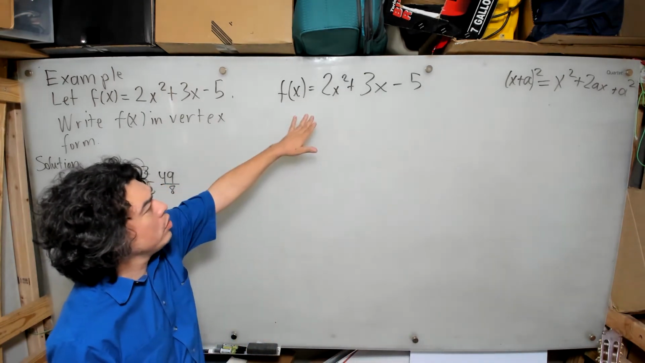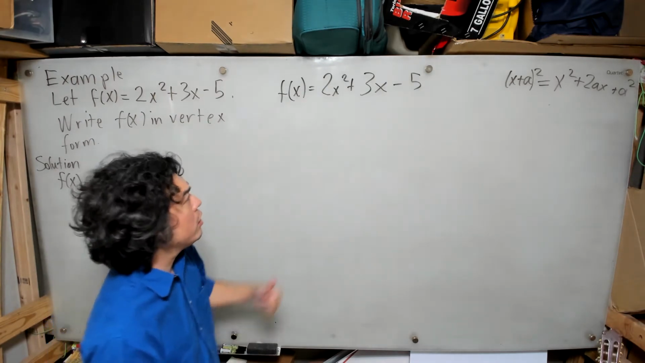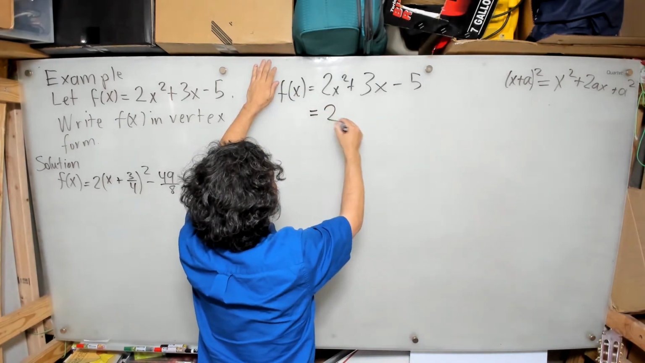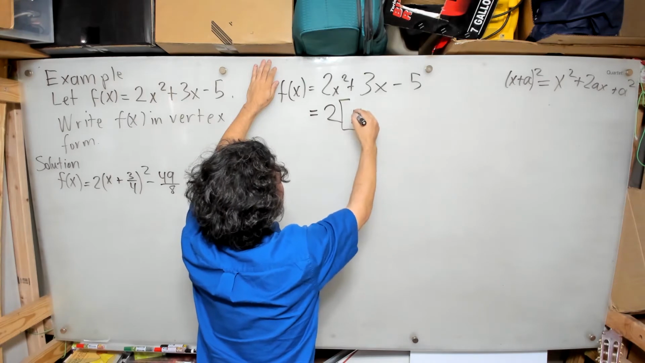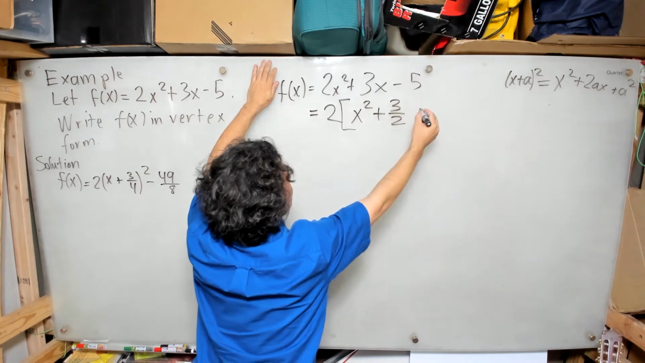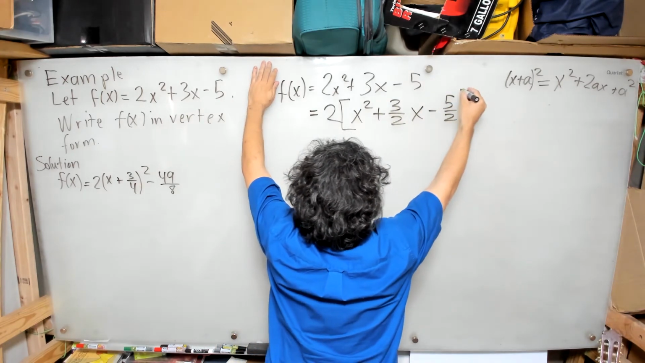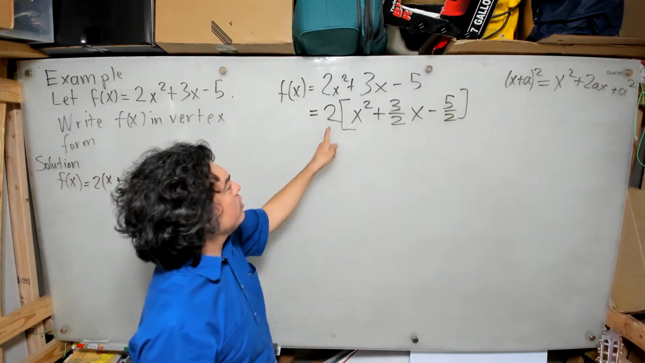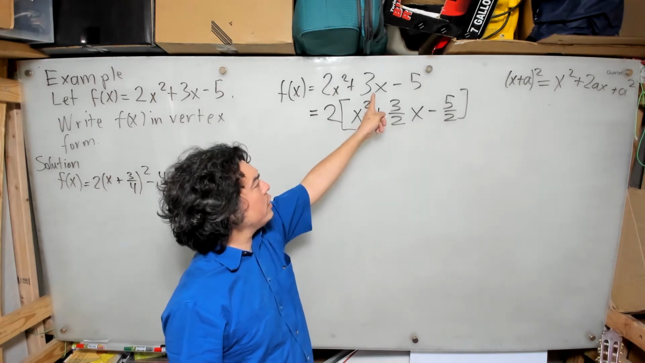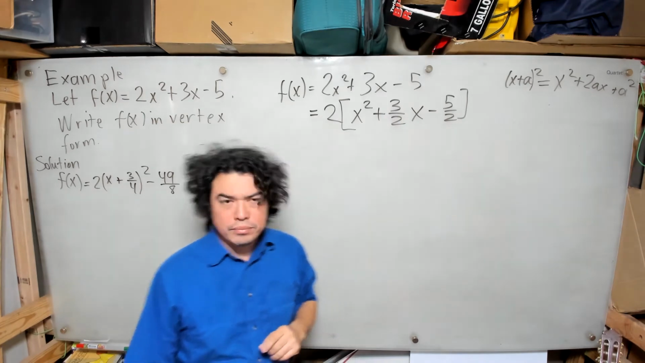So here, what I'm going to do is factor out a 2 from the expression on the right. This is going to be 2 times x squared plus 3 over 2 x minus 5 over 2. Why is that the case? Because 2 times x squared will be 2x squared. 2 times 3 over 2 x will be 3x. 2 times negative 5 over 2 will be negative 5.